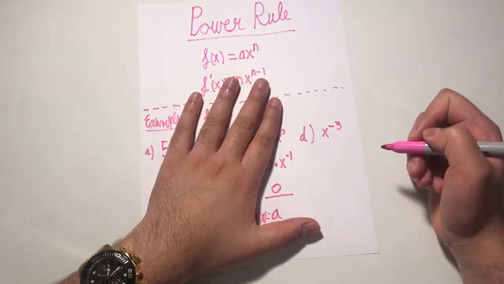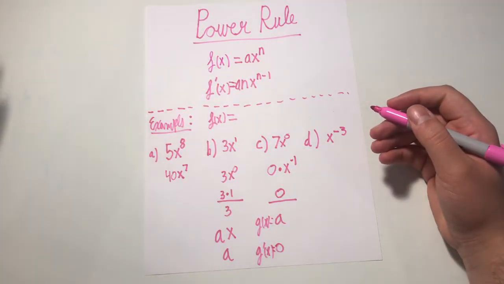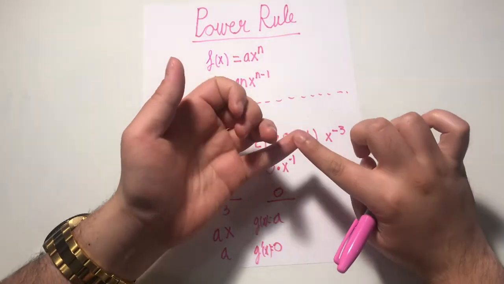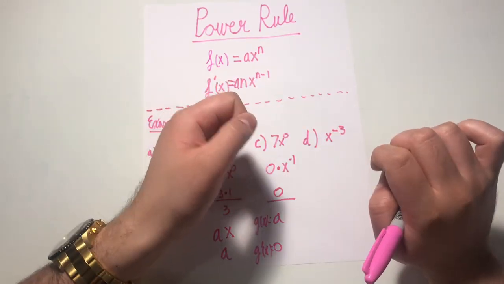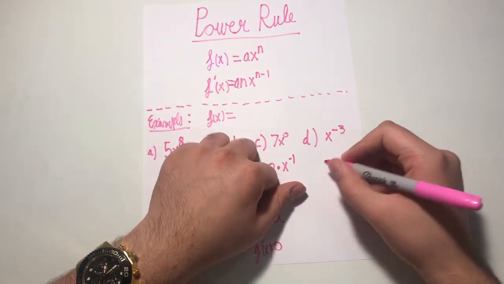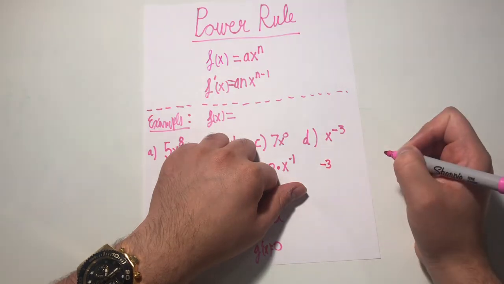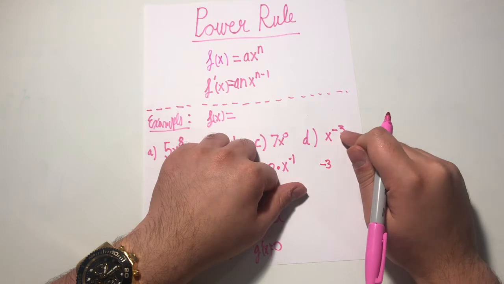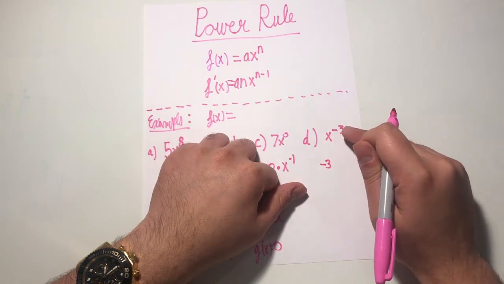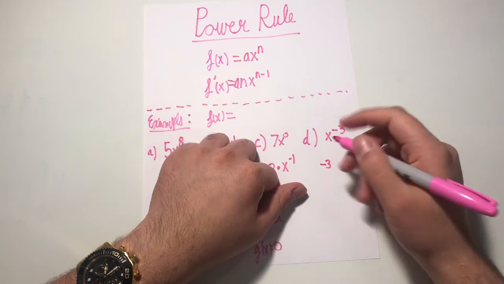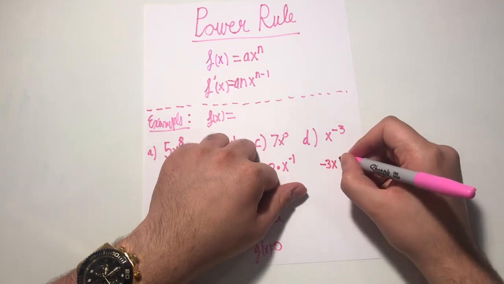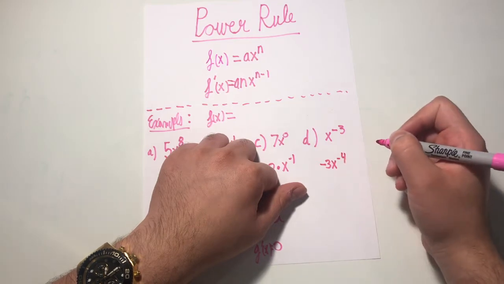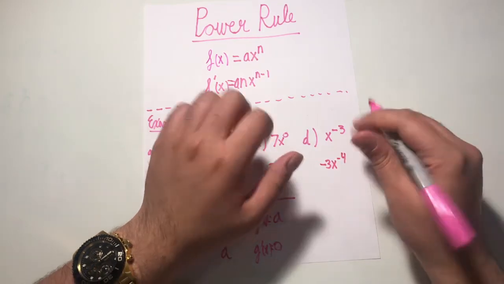X to the negative third power. So again, we're just doing the power rule again. There's technically a 1 up here, so we multiply our existing coefficient with our current exponent. So 1 times negative 3 is negative 3. And then x raised to the negative third, so our current exponent is negative 3. Negative 3 minus 1 is negative 4. So this becomes negative 3 x to the negative fourth. All right, simple as that.